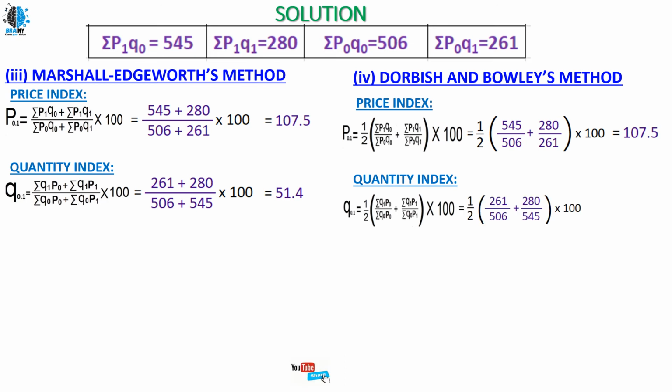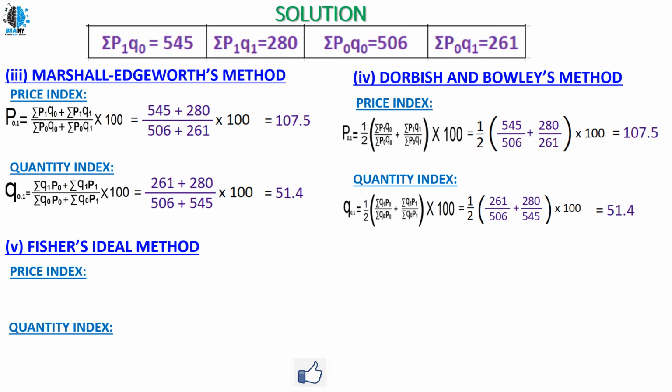Next I have the quantity index. The values I have are 261 divided by 506 plus 280 divided by 545. If I do the calculation, I get the final value 51.4. So these are my price index and quantity index under Bowley's method.